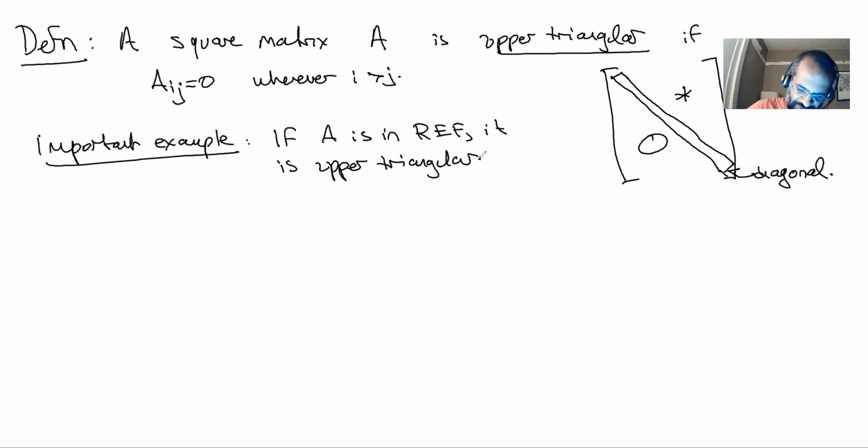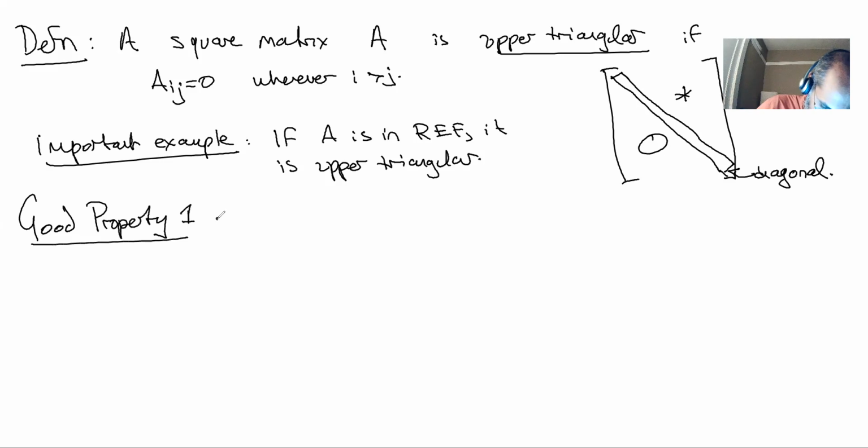Any questions about the definition of upper triangular? Okay, so now let's explore the good properties of the determinant. So good property number 1. The good property is that the determinant of an upper triangular matrix is very easy to calculate.